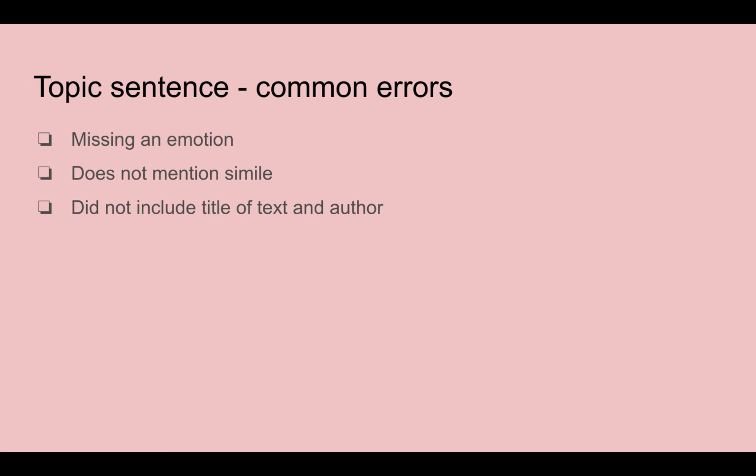So the prompt for this paragraph asked you to state how the author used simile to create an emotion in the story. So the most common errors we saw were students not mentioning an emotion word or not using the word simile. Another error we saw a lot was that people were not including the title of the text and the author. That's something you always want to include in a topic sentence.